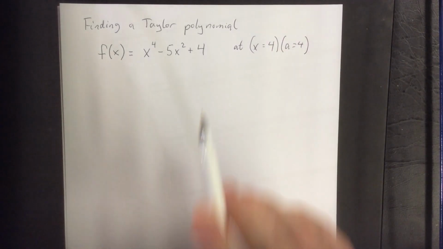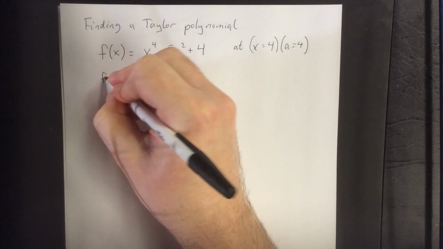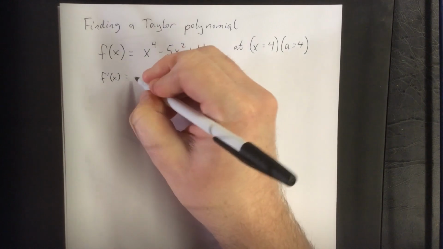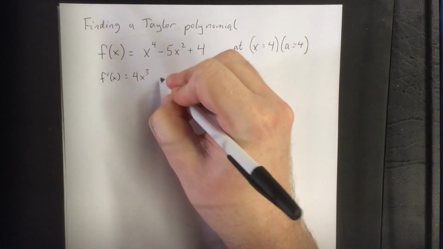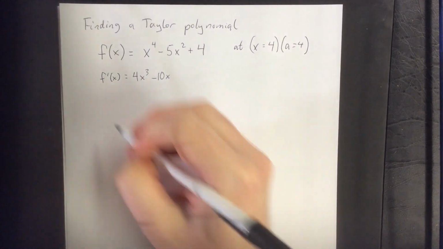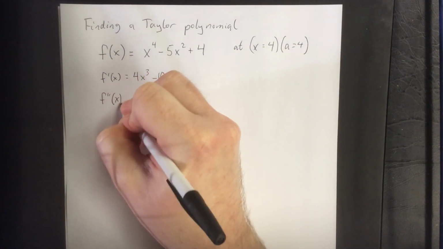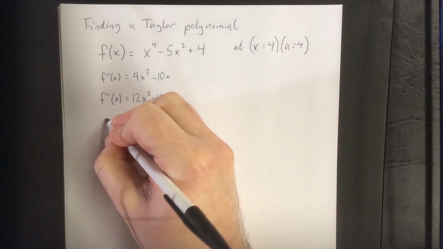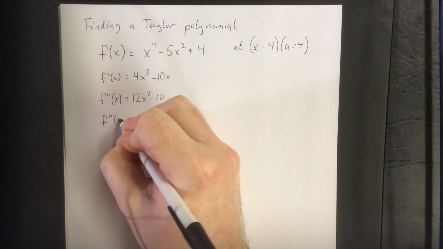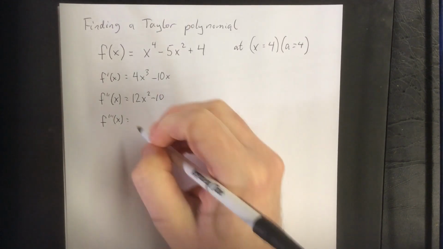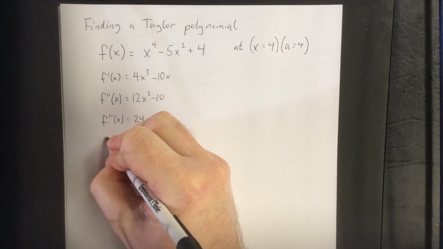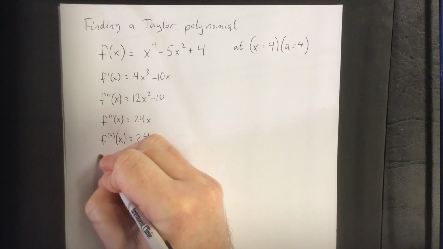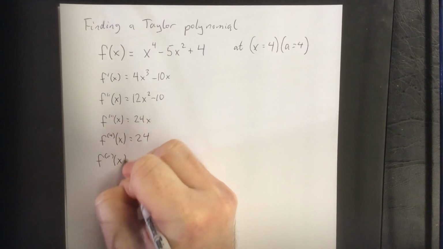So to find this Taylor polynomial, I'm going to start by taking several derivatives. And after I take several derivatives, I'm going to be plugging in the value of 4. So this will be 4x cubed minus 10x. Constant term goes away. Another derivative, we'll see 12x squared minus 10. For the third derivative, this will be equal to, looks like we got 24x. For the fourth derivative, we're now down to a constant term, which means that every derivative hereafter is going to be equal to 0.